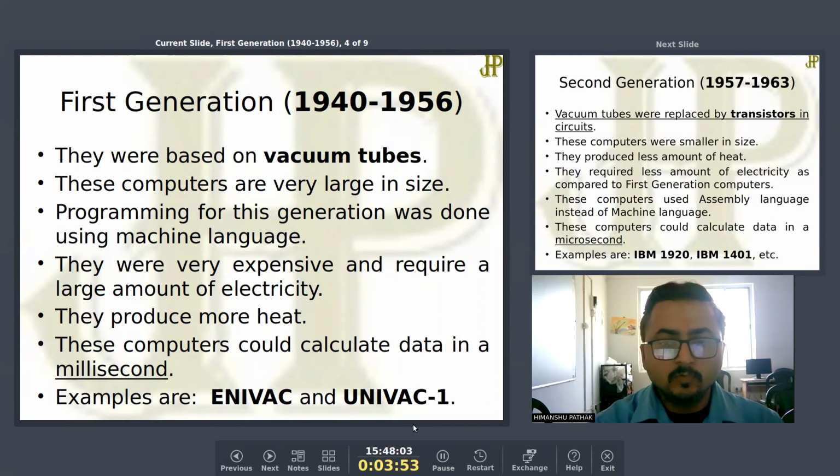Okay, so 2 or 3 points you have to remember. The phase 1940 to 1956. The technology, vacuum tubes. Programming done by machine language. Okay, and it will calculate the data or result in millisecond. At least 2 to 3 points you have to remember.